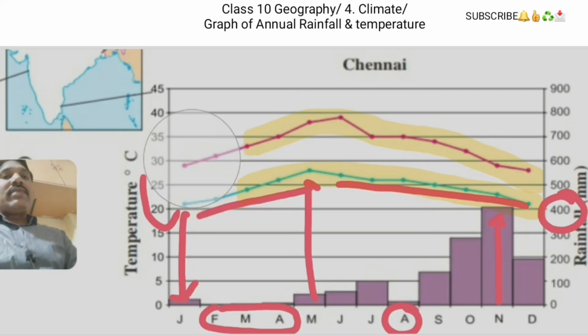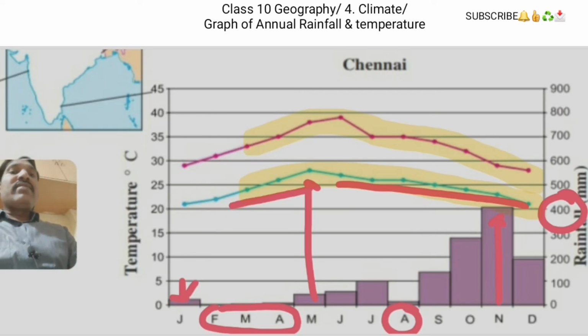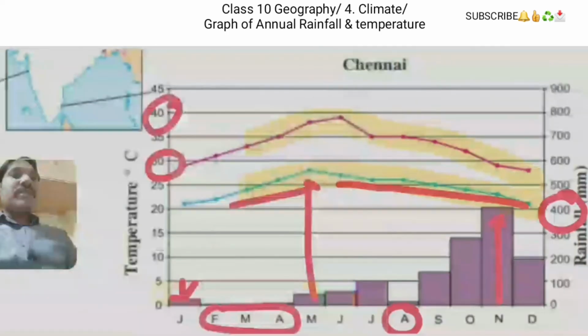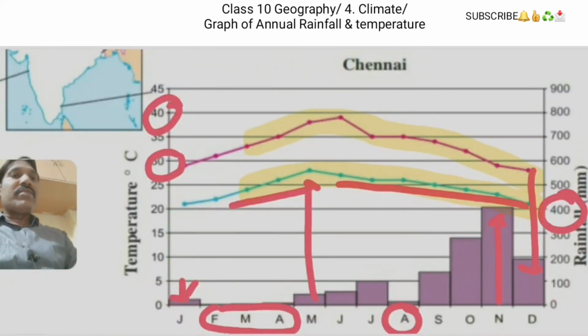In the highest temperature we can say here it rises from 30 degrees centigrade to 40 degrees centigrade. So in between 30 to 40 degrees centigrade temperature we can have in India. Okay, students, it falls down in the month of December.